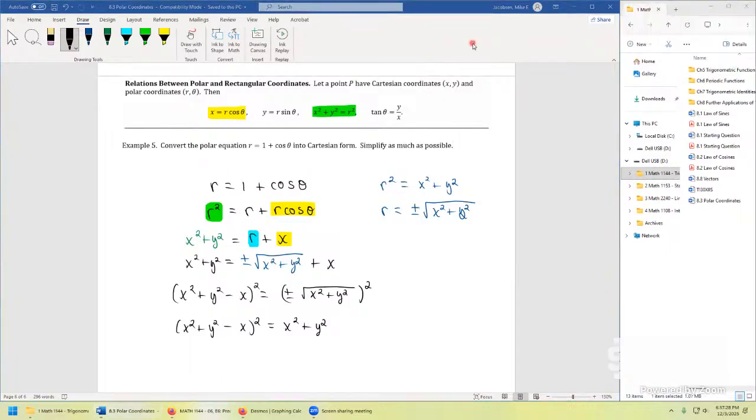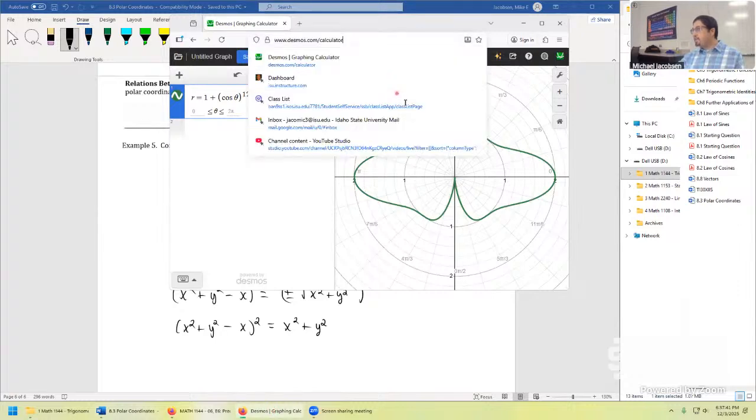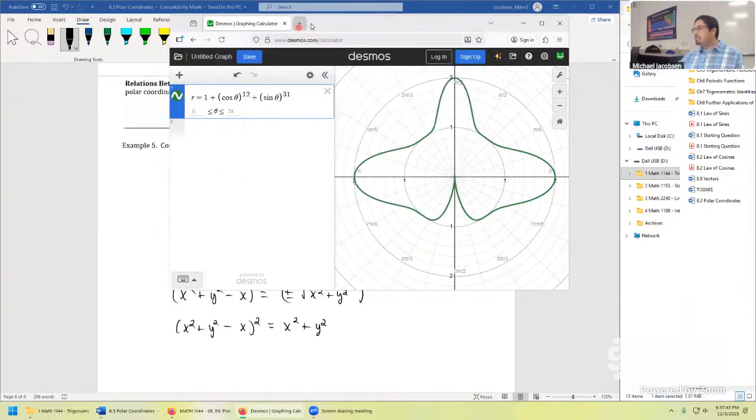Yeah, sorry. I was just curious what r equals 1 plus cosine theta looks like on the graph in Cartesian form, if that's okay. Oh, gotcha. So what would it look like in the graph on Cartesian form?